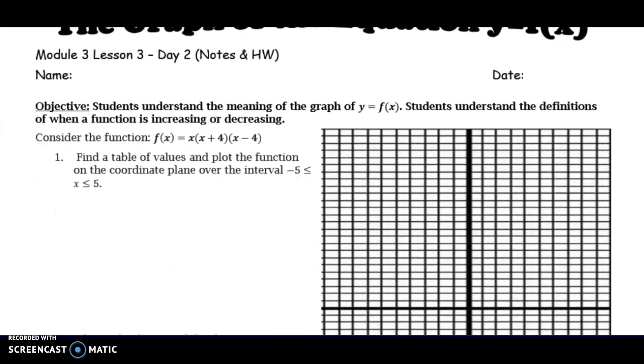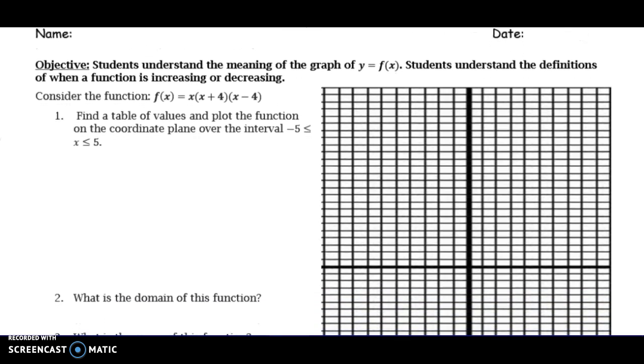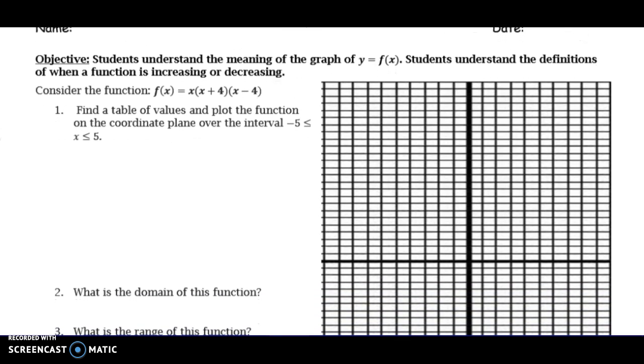Lesson 3, day 2 notes. This is going to be a little bit of work just since the graph is so big, so you'll have to bear with me. We are continuing the increasing or decreasing. We first need to consider this function, f of x equals x times x plus 4 times x minus 4. We want to find a table of values and plot that function on the coordinate plane over the interval from -5 to 5. So this part right here is really important.